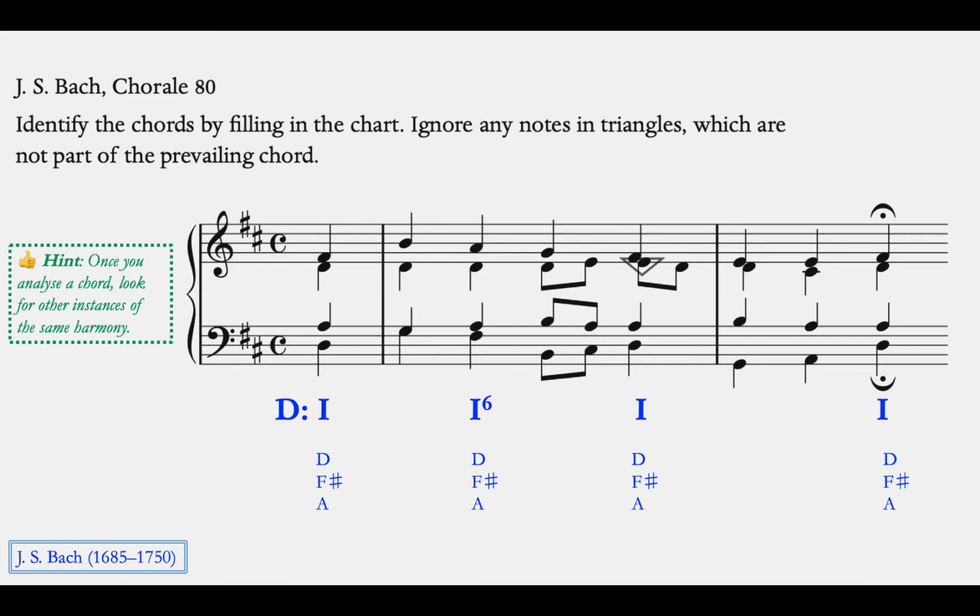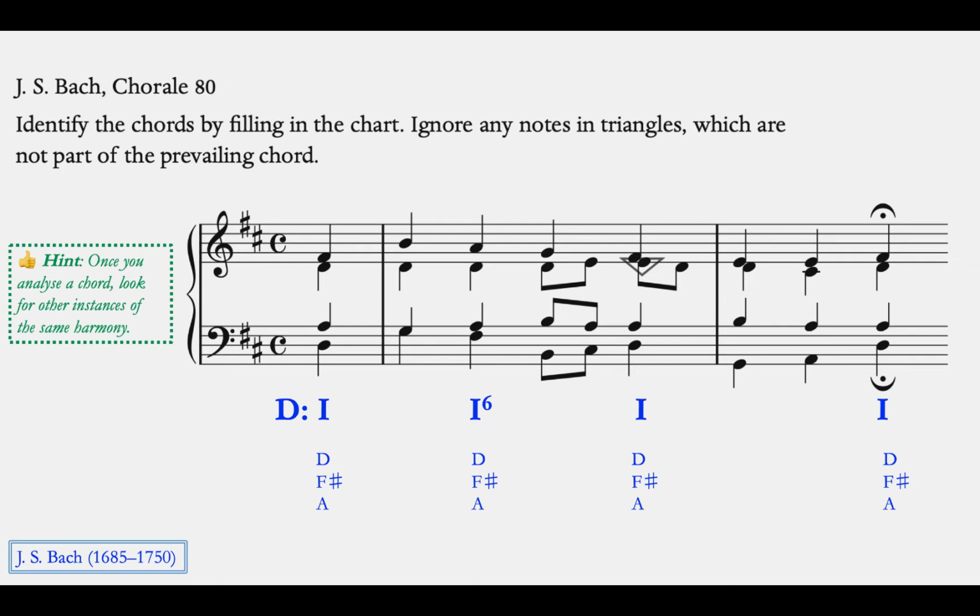How come I had to write 1-6? Well, if you look at that chord, take a look at the bass. If F sharp is in the bass, it's a first inversion chord. I have to put the 6 for 1-6, first inversion. All the other 1 chords are root position.